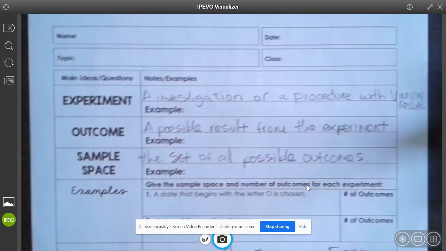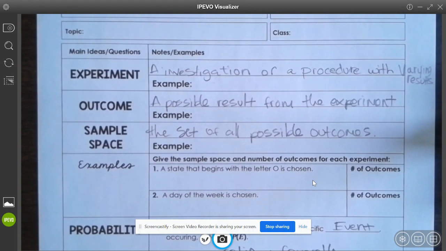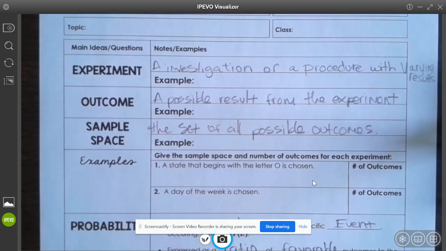Hey guys, this week we're going to talk about simple probability. I'm going to do some examples, but I want you to do the rest on the Google Forms, okay? And put your answers on the Google Forms. All right, so this is like the beginning of the unit.